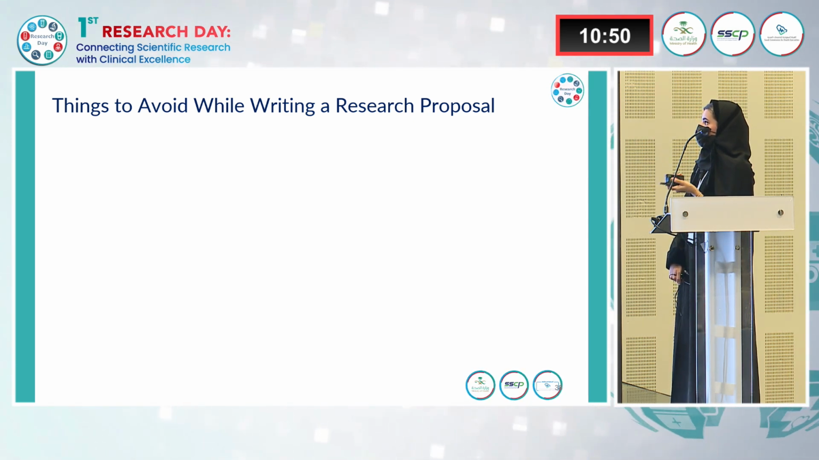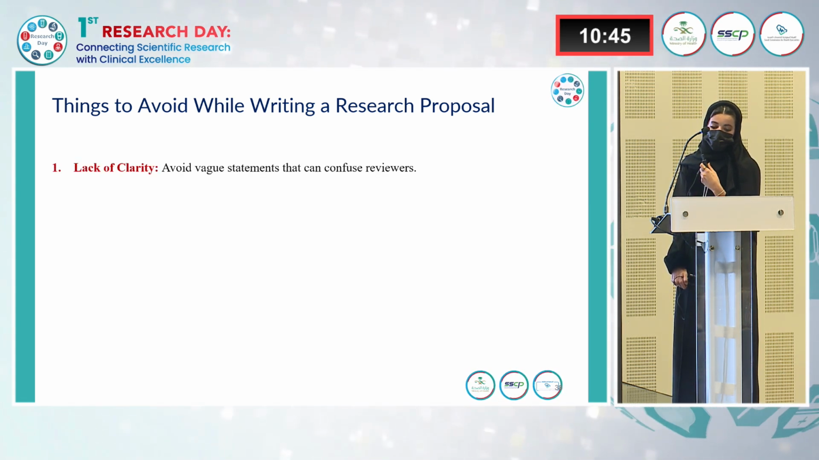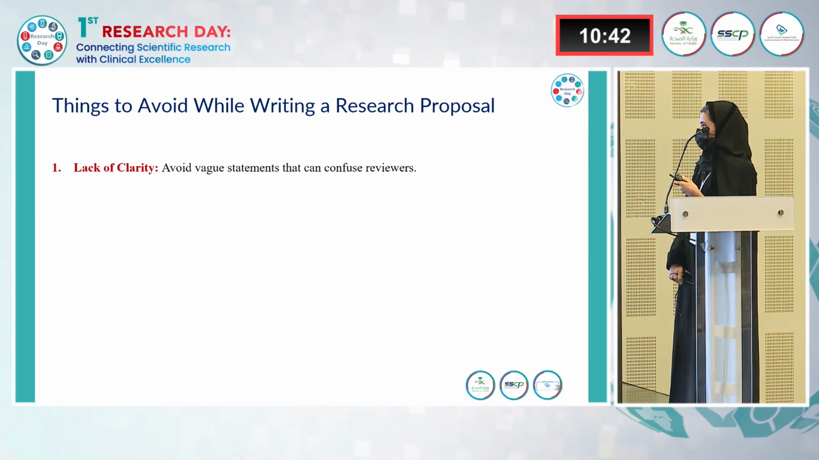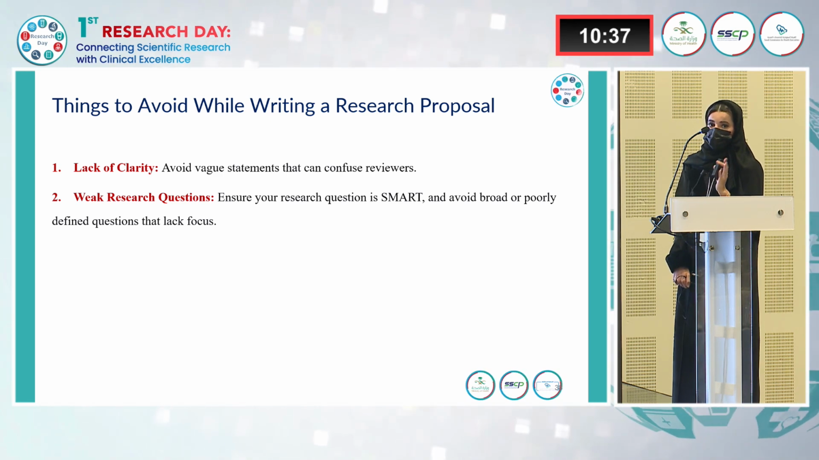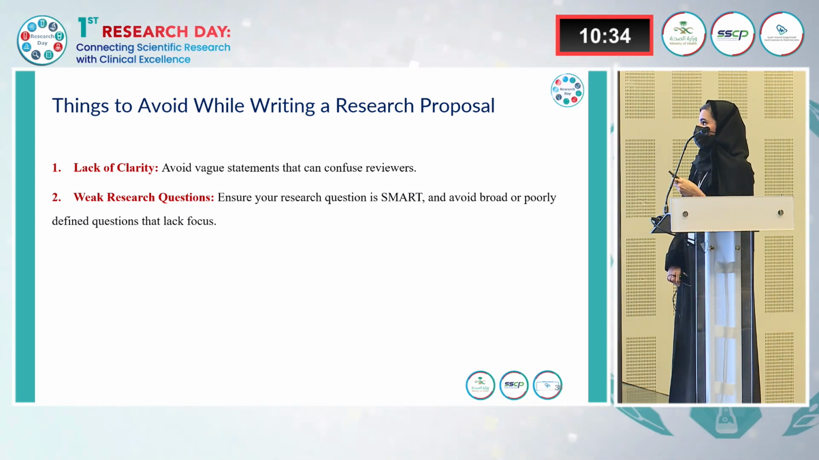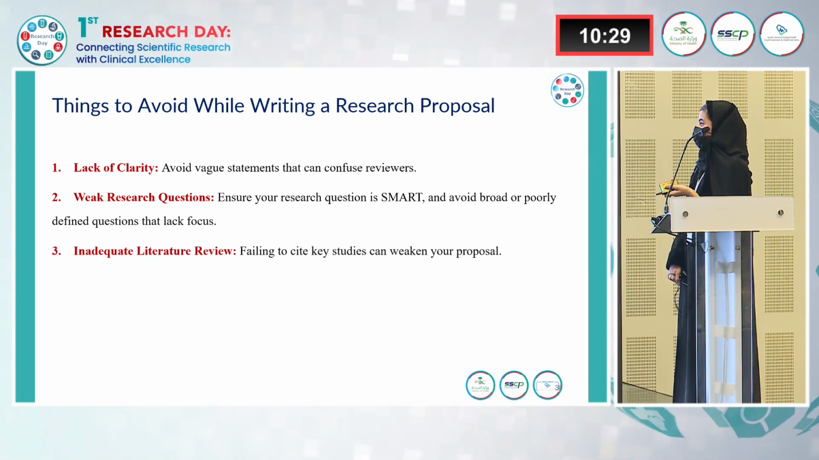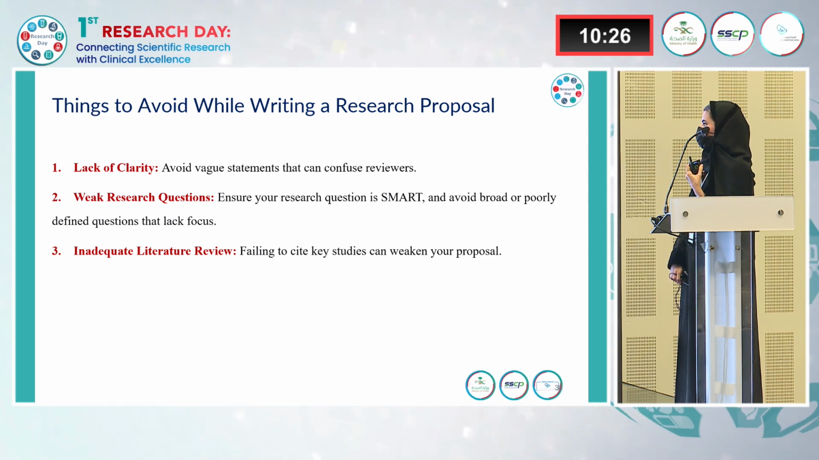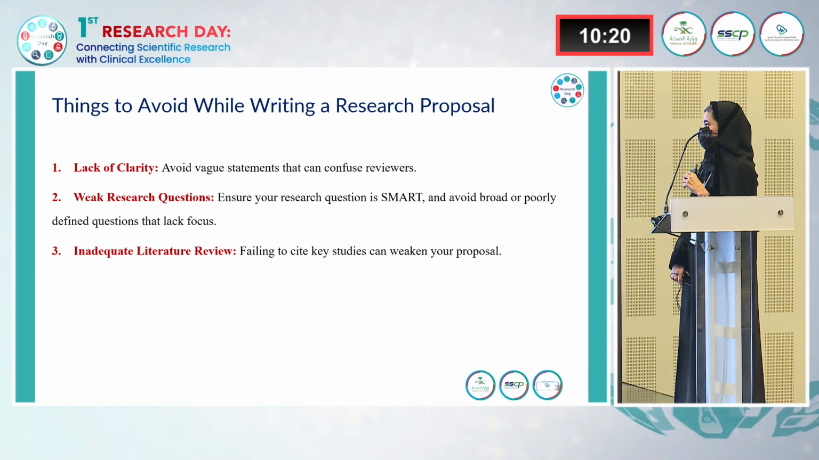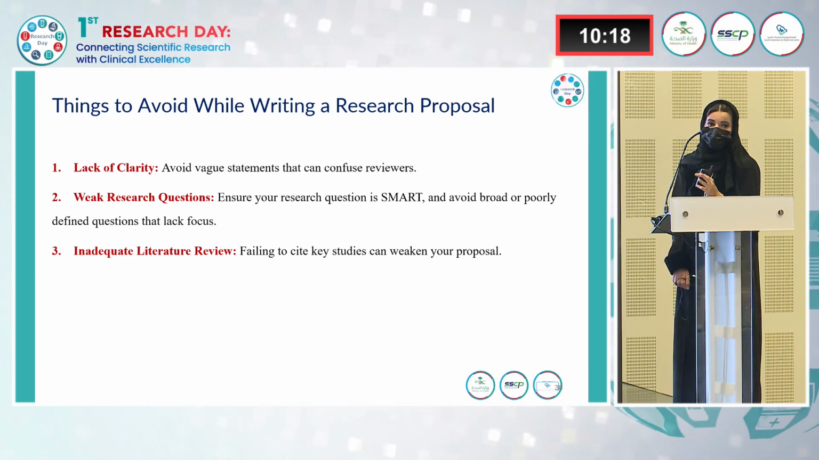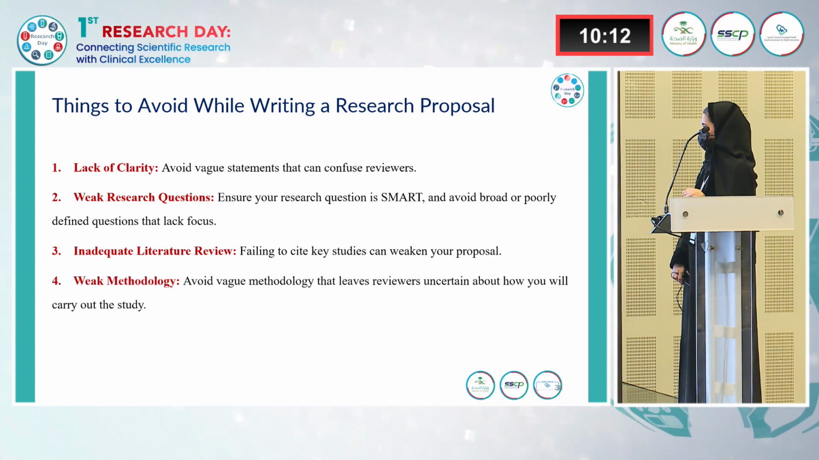So things to avoid while writing research proposals include the lack of clarity. It should be very clear, and you should avoid any vague statements that might confuse the reviewers. Also, a weak research question. Ensure that your research question is SMART, as we mentioned earlier, and avoid any broad or poorly defined questions that lack focus. Inadequate literature review is a common mistake that we should avoid, and you should also cite your key studies. Do not ignore any landmark trials, and do not ignore any important studies in the field of your research question.